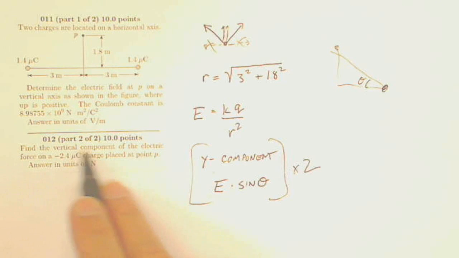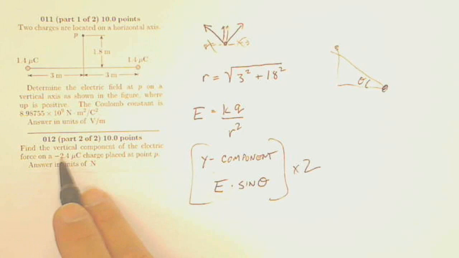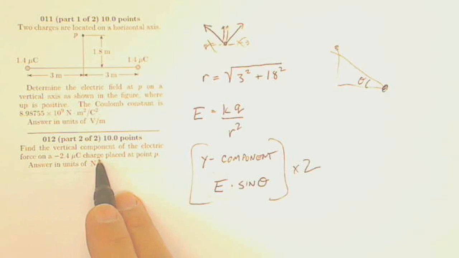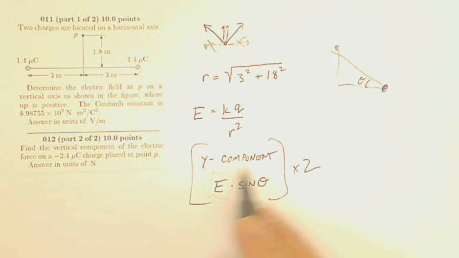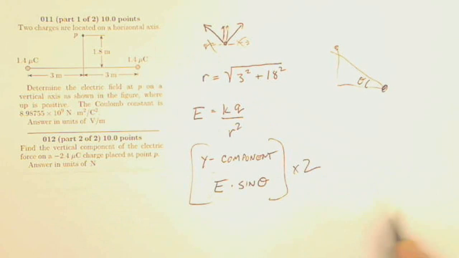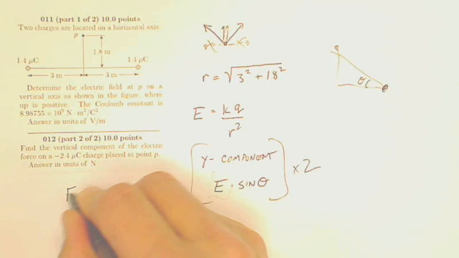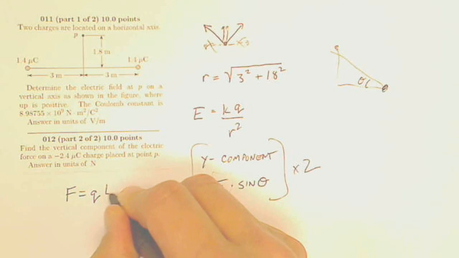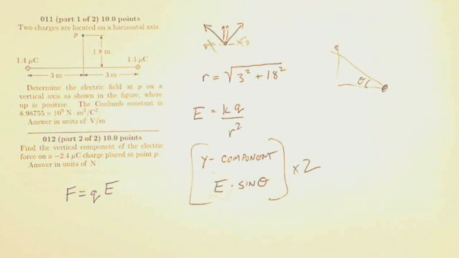Part 2 says find the vertical component of the electric force on a negative 2.4 microcoulomb charge placed at point P. Well, since it's all y components, since the x components cancel out, all I've got to do for that one is just going to be F equals Q times E. And that E is this that you just answered in question number 11.